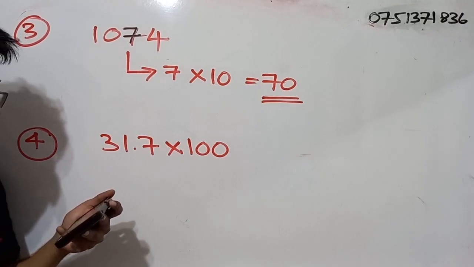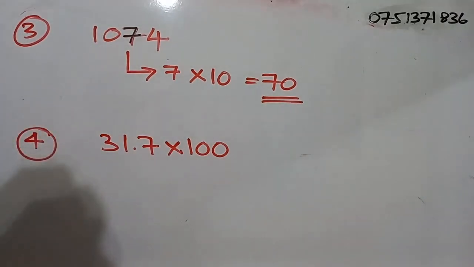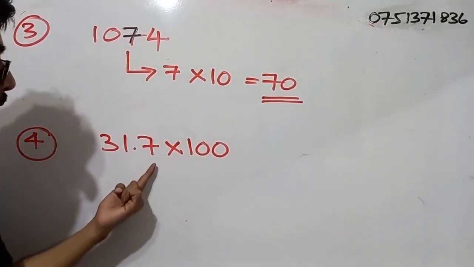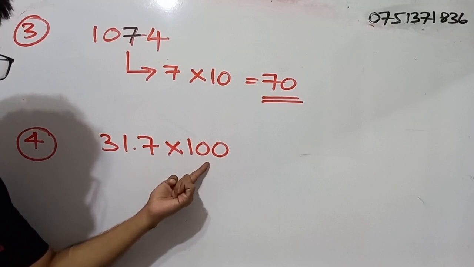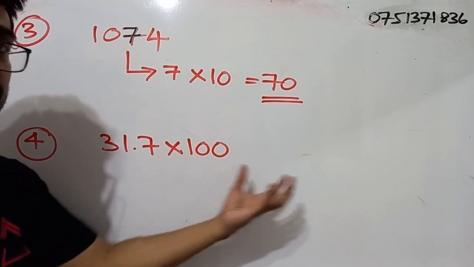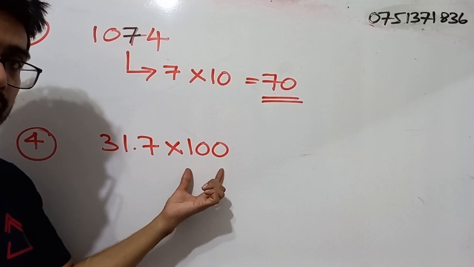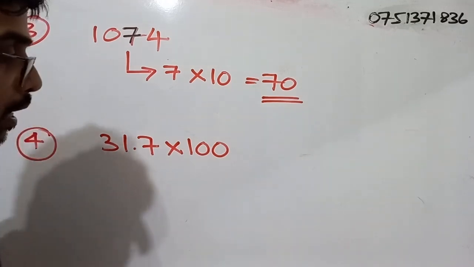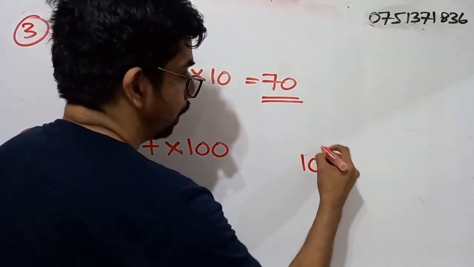Right. Question number 4. Work out 31.7 into 100. Right. So what do we have here? We have a decimal number multiplied by 100. We need to what? Simplify this. 100 means what? It is a power of 10. 10 to the power 2. Right? 100 means what? 10 to the power 2, no?